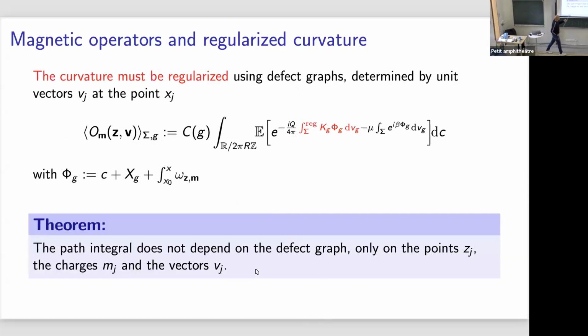So the correct formulation for the magnetic operators is to add at the z some unit vectors. So here you have a z. You have to prescribe some unit vectors at each point, so here, here, and here. And there will be a strategy associated to the choice of branch cut. Then you regularize the curvature, and then you show that the path integral is well defined and does not depend on your choice.